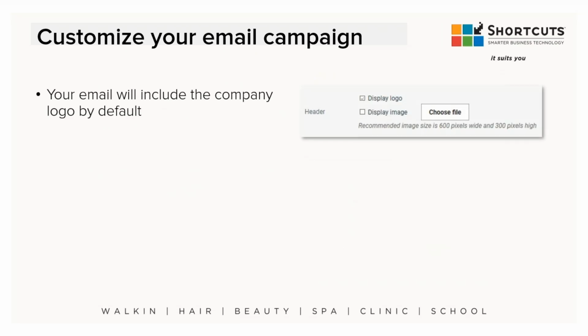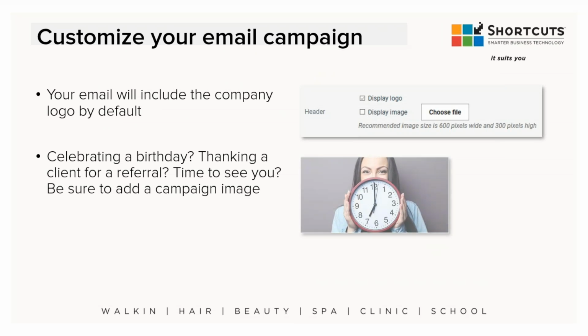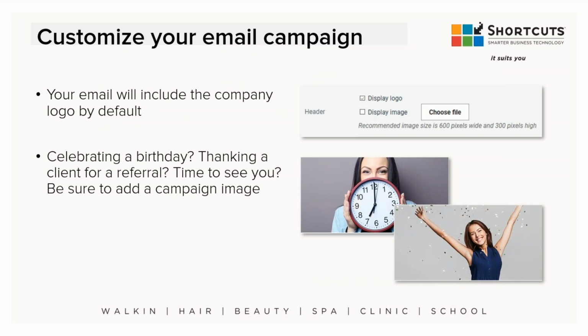So once you select the type of email you want to build, then it's time to customize it. If you choose an email campaign, by default, at the very top of the email is your company logo. And if you look at the header information, you'll notice there's a little checkbox that says Display Logo. So remember, this is the logo you just inserted in your site settings. And then immediately underneath it, this is where you have the ability to insert an additional graphic.